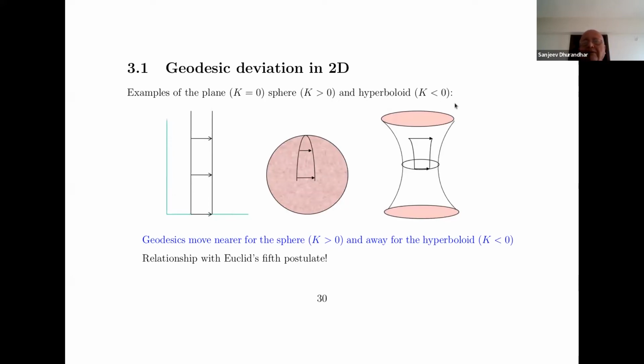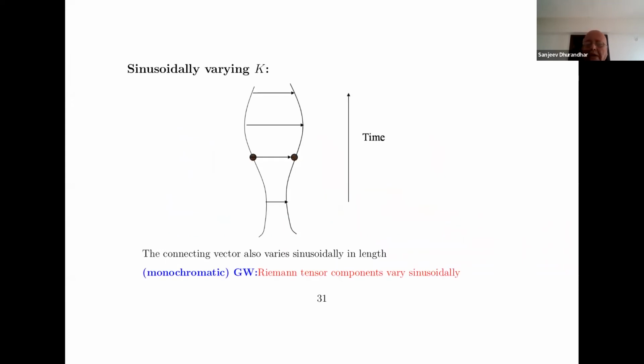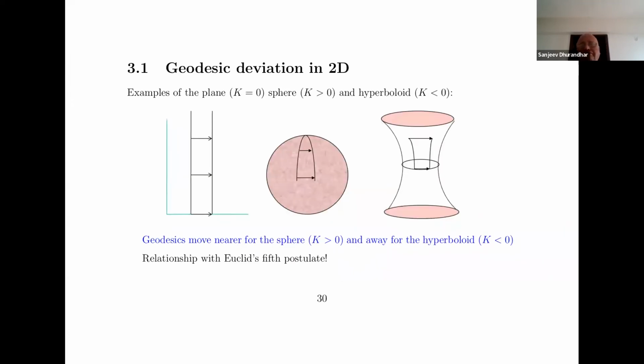So these are some interesting facts about how manifolds or surfaces behave with k greater than 0 and k less than 0, positive curvature and negative curvature. Okay, so now we come to gravitational waves.